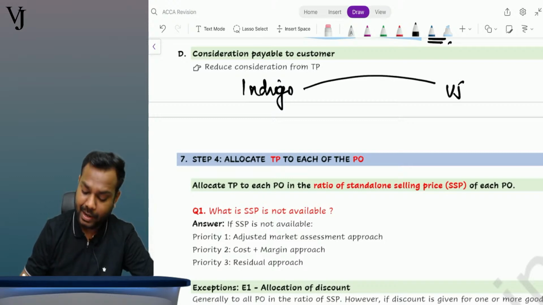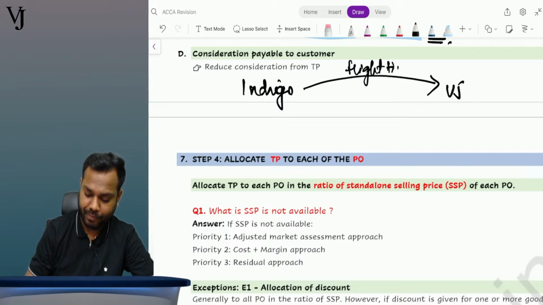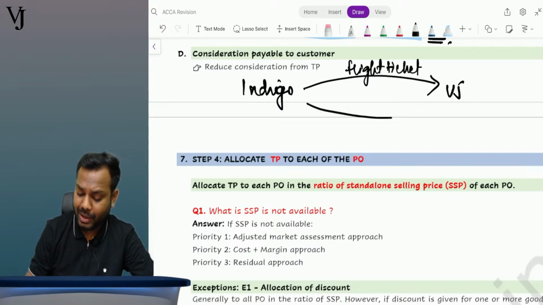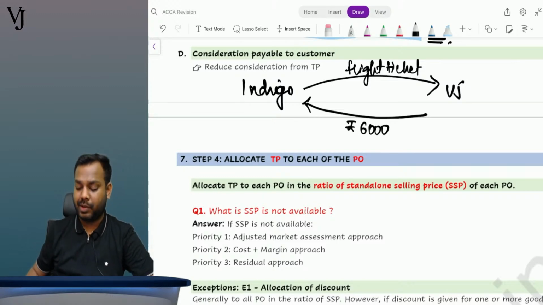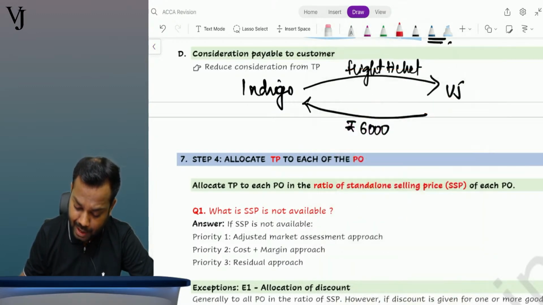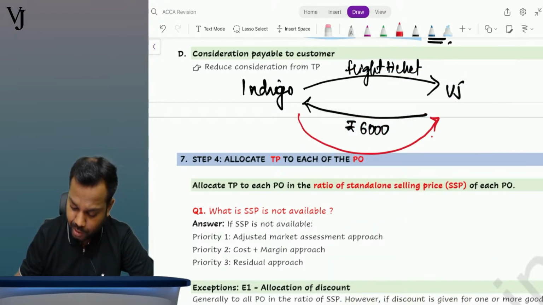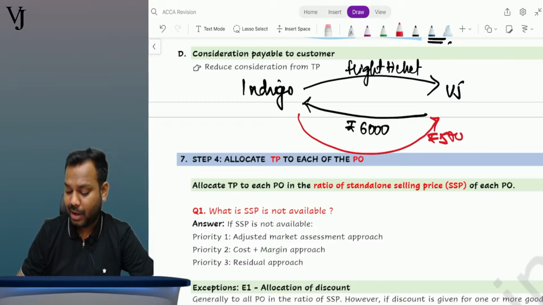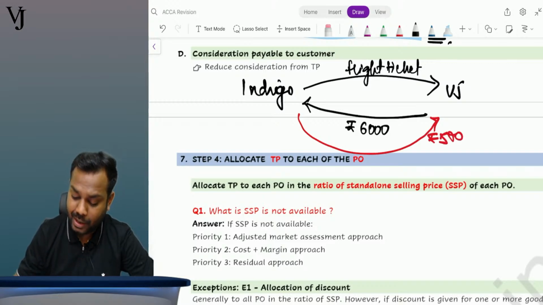I booked a flight ticket, and in Indian rupees I gave him rupees 6,000. Now once I booked the ticket, I got a cashback of rupees 500. Tell me, what is the cost of my flight ticket? The cost for me is 5,500.